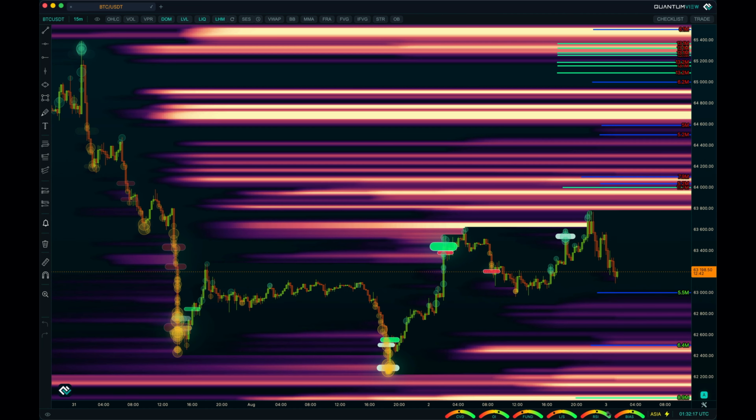Agreement strengthens the scenario. Divergence calls for a pause. The gauges don't make the decision. They make heavy data simple, comparable, and always kept next to price.